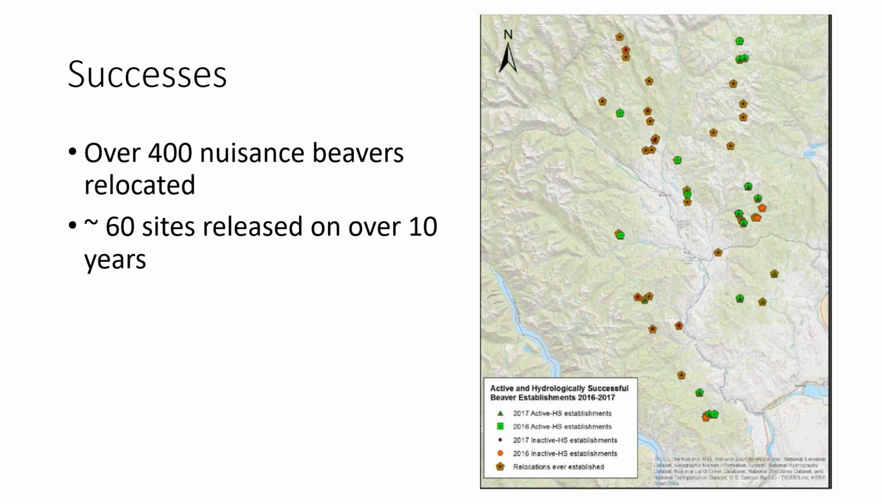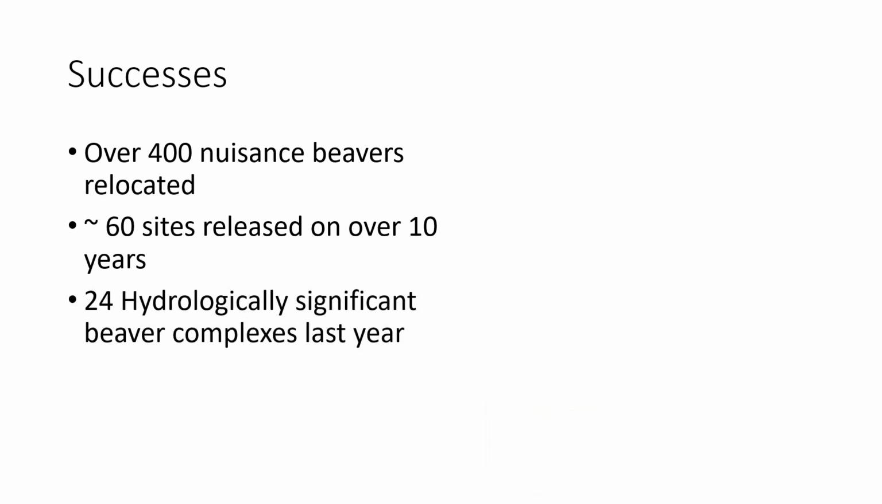So we've relocated over 400 onto 60 different sites over the years. These are the sites within the Methow watershed. There's Lake Chelan right here for reference. And this last year we had 24 hydrologically significant sites. That basically means that dams are holding water. That's what we call hydrologically significant.